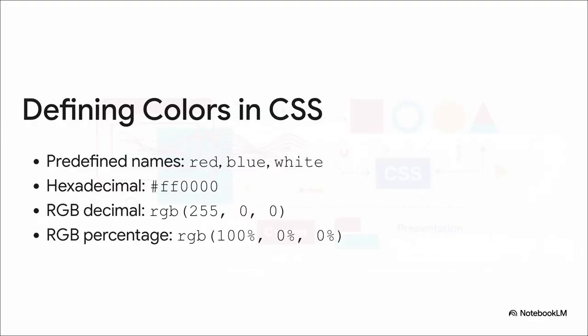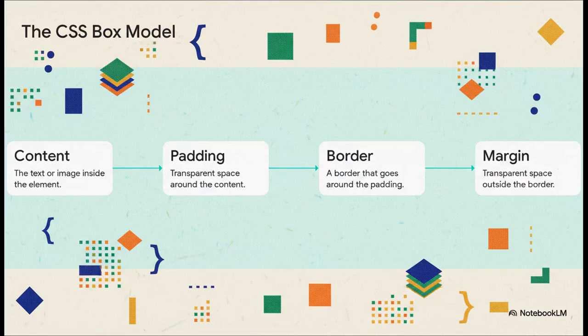look. Let's talk color. CSS gives you a whole bunch of ways to paint your website. You can use simple, predefined names like red or blue for quick jobs. But for more precise control, you can specify the exact recipe of red, green, and blue using formats like hexadecimal or RGB.